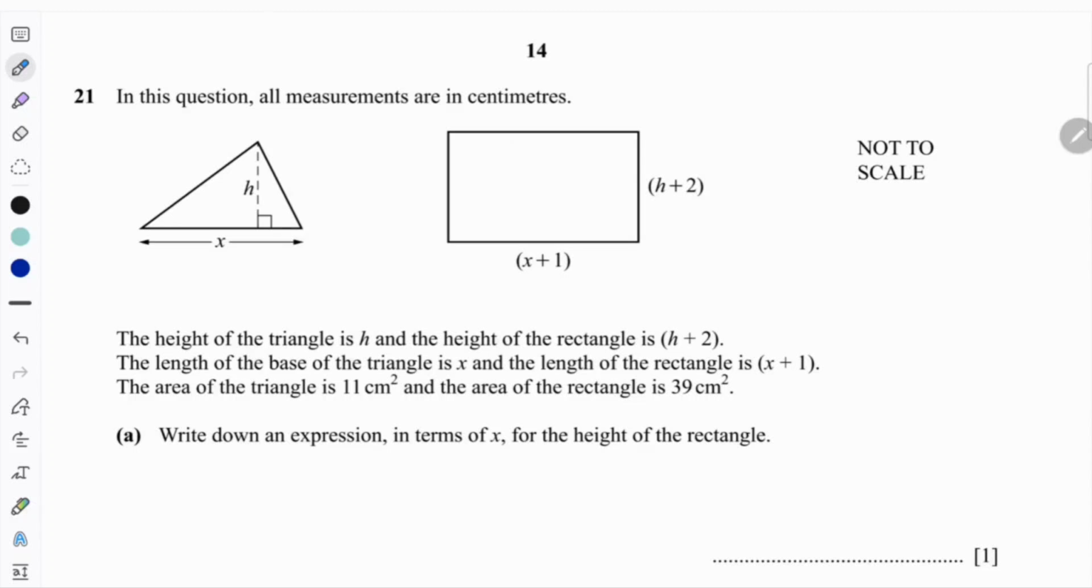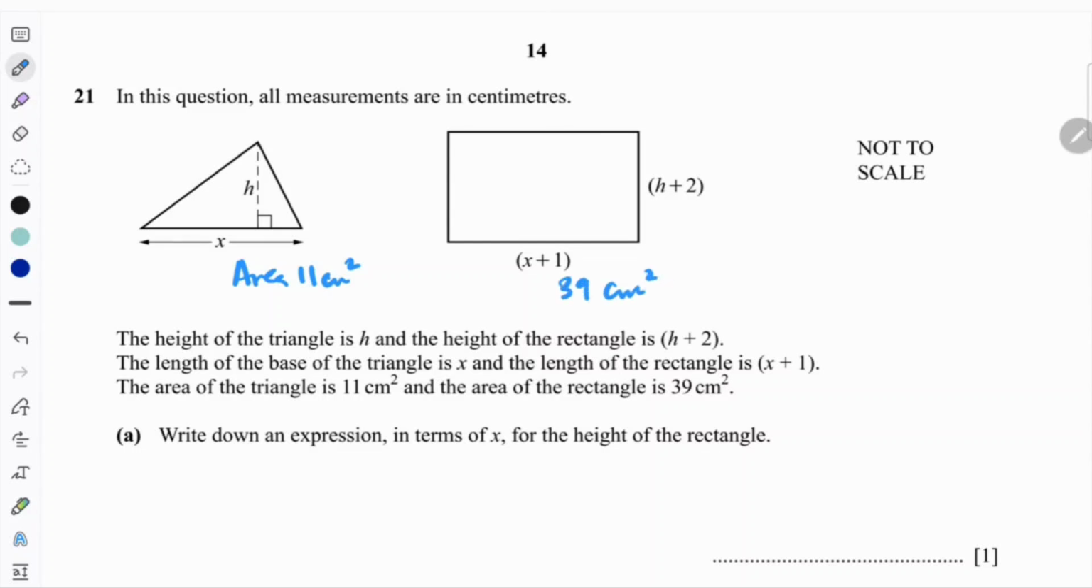In this question all measurements are in centimeters. The triangle is there. So x is the base and height is h, and the rectangle's length and width are x plus 1 and h plus 2. The height of the triangle is h and the height of the rectangle is h plus 2. The length of the base of the triangle is x, and these things we know from the diagram. The length of the rectangle is x plus 1. The area of the triangle is 11 square centimeters, and the area of the rectangle is 39.